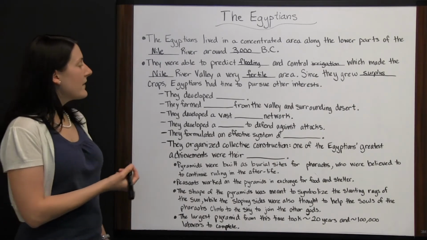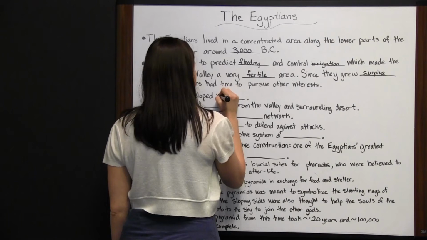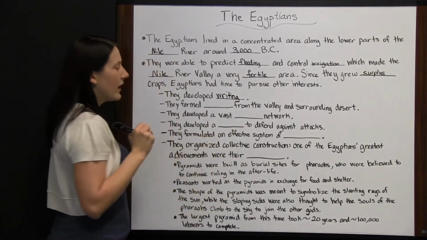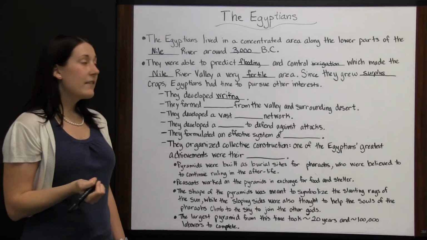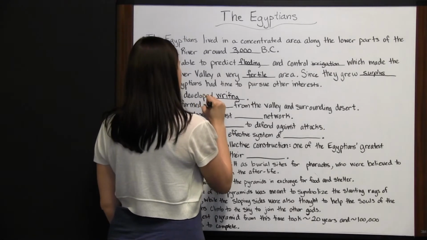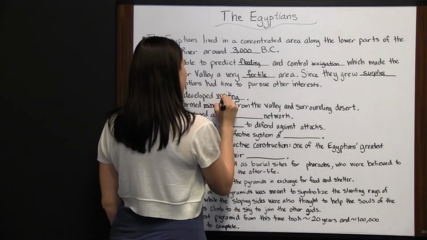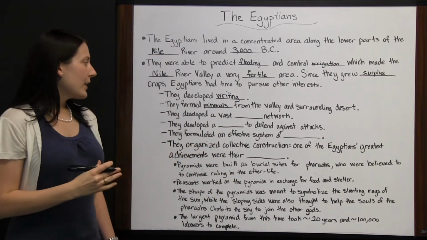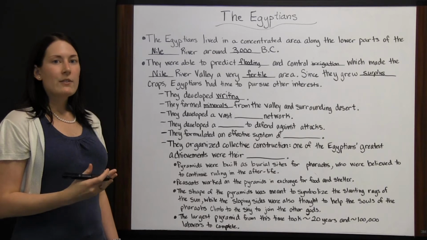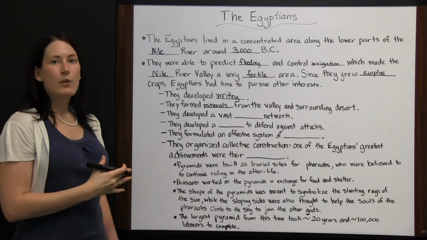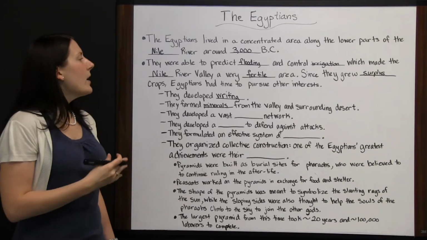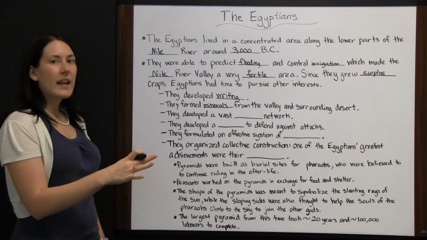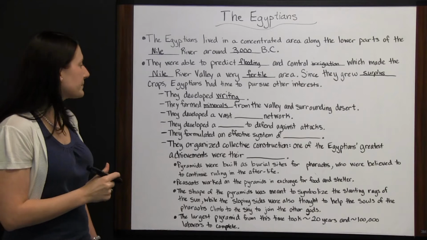So the Egyptians developed writing. They had that extra time. They developed a system of writing. They farmed minerals from the valley and surrounding desert. So they figured out what minerals they could use from the ground, and they would go and farm them as well, or mine them out, because they had all this extra time. So they farmed the land, but they also farmed the minerals.